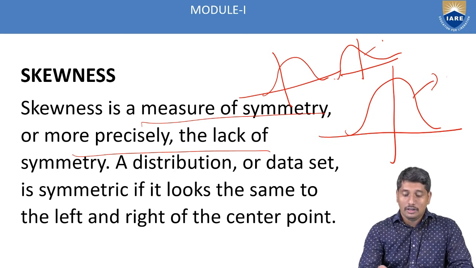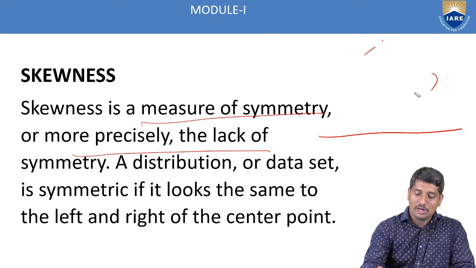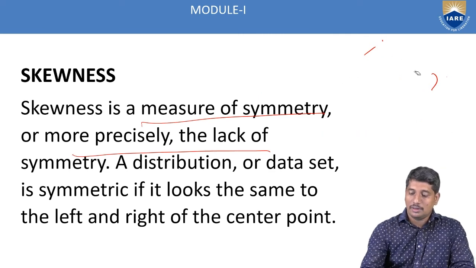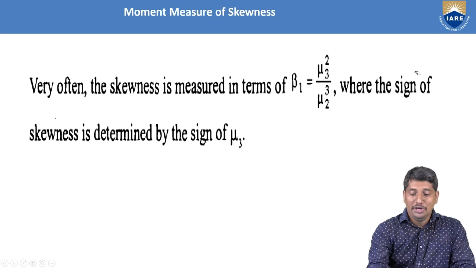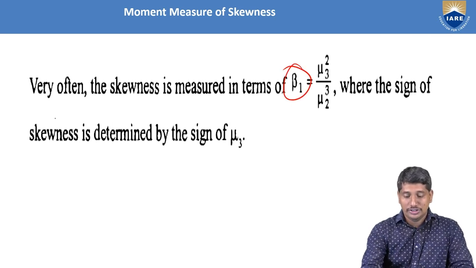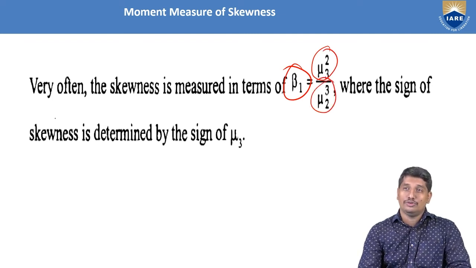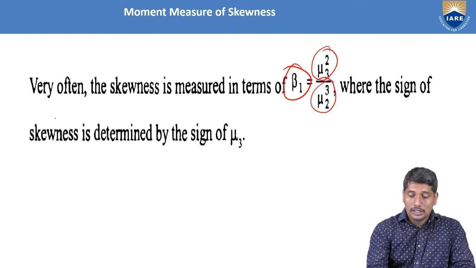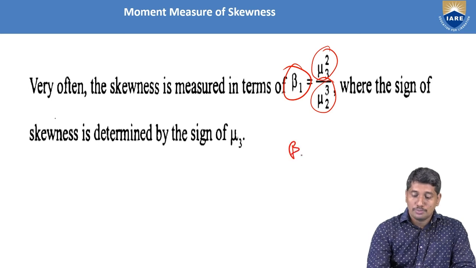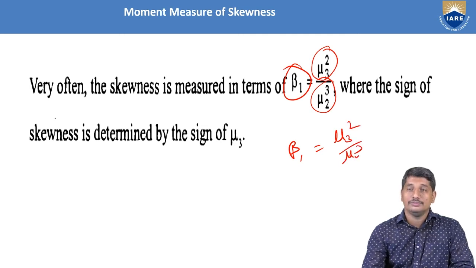And we have a formula to calculate skewness. The formula is given by Karl Pearson as beta 1. Beta 1 is the measure of skewness, which is given by mu 3 square by mu 2 cube. So the measure of skewness is nothing but the ratio of the third moment square by the second moment cube.